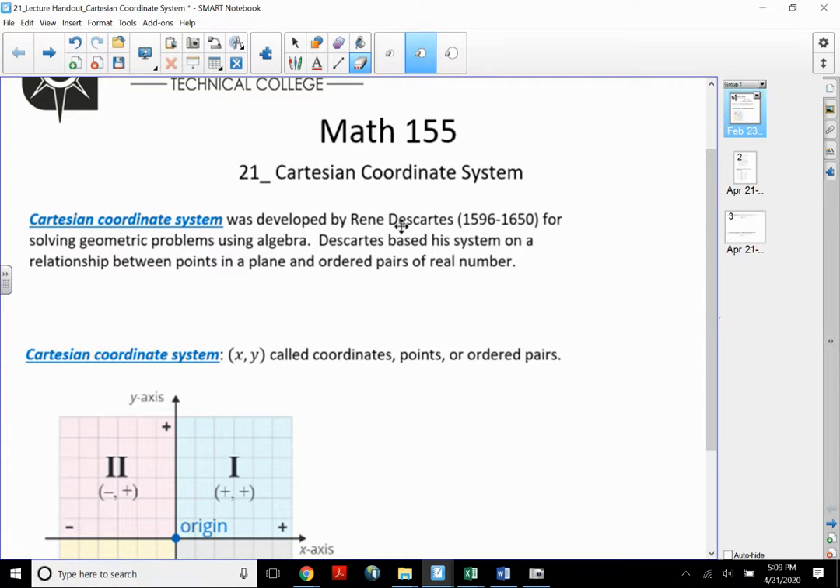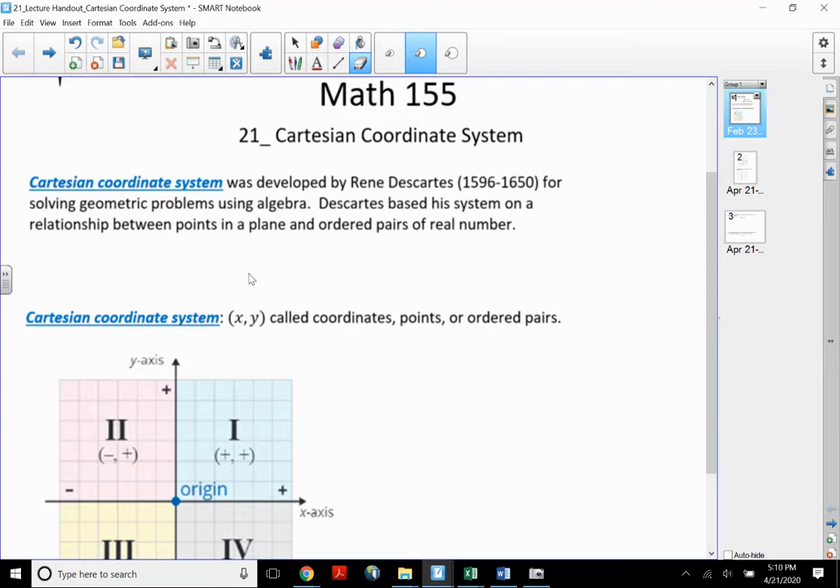It was developed by René Descartes, who lived from 1596 to 1650. Descartes developed the Cartesian coordinate system for solving geometric problems using algebra. So it was actually dealing with geometry using algebra. Descartes based his system on a relationship between points in the plane and ordered pairs of real numbers.